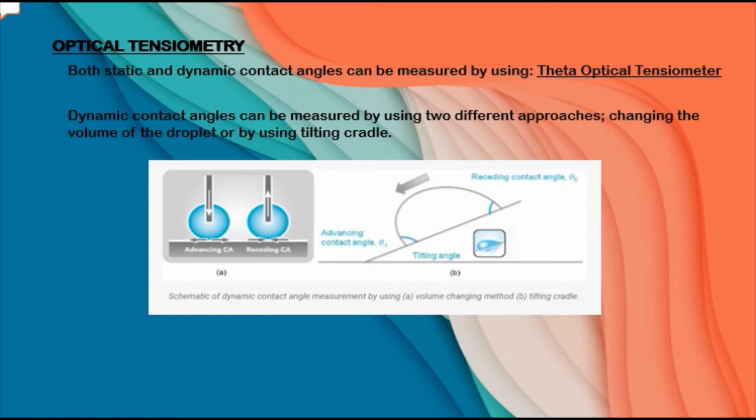In part B, the principle of the tilting cradle method is shown. The droplet is placed on the substrate, which is then gradually tilted. The advancing angle is measured at the front of the droplet just before the droplet starts to move. The receding contact angle is measured at the back of the droplet at the same time point.